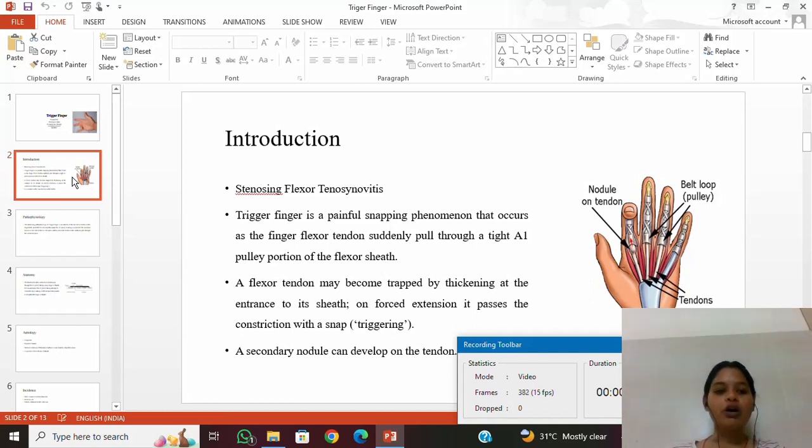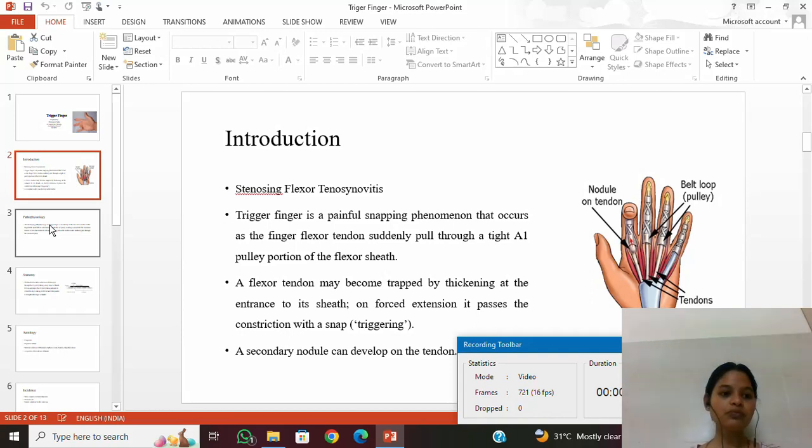Trigger finger, otherwise known as stenosing flexor tenosynovitis. Okay, so a flexor tendon may become trapped by a thickening at the entrance to its sheath. On forced extension, it passes the constriction with a snap, or a secondary nodule can develop on the tendon. It most commonly occurs in the MCP joint.